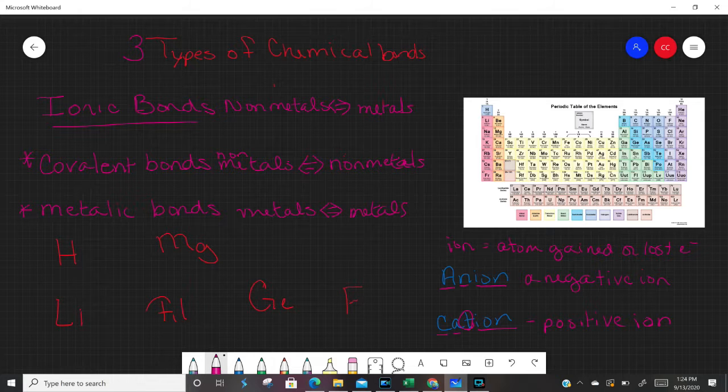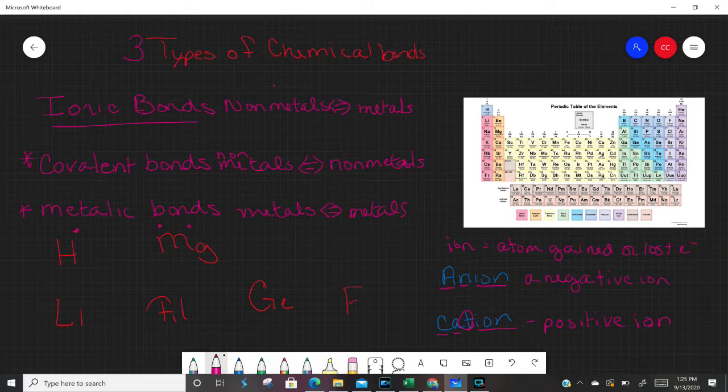Back to this, we lose and gain electrons in the valence shell. Remember, we can predict how an atom is going to behave based on how many valence electrons it has. Hydrogen has one valence electron. These are the Lewis dot structures, which only show valence electrons. Magnesium has two electrons.